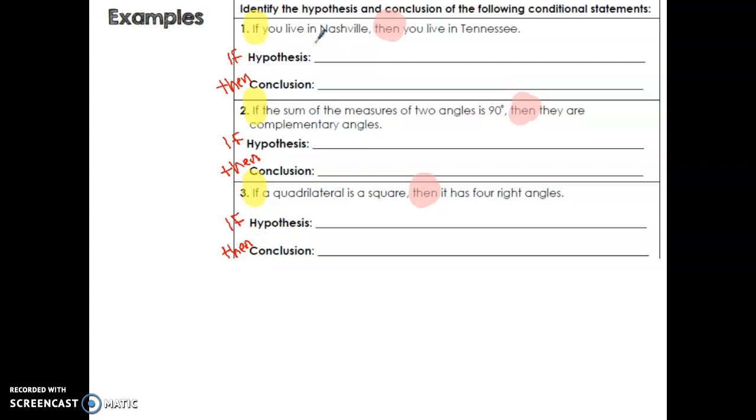Number one says, if you live in Nashville, then you live in Tennessee. To identify the hypothesis, I look at everything after if. So my hypothesis here is that you live in Nashville. Then I'm looking to identify my conclusion, so I look at everything after then. My conclusion is that you live in Tennessee.